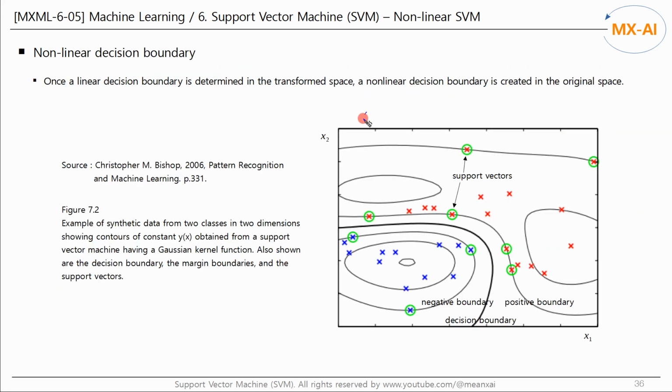Here are the sample results of a nonlinear SVM for the data below. The nonlinear decision boundary looks like this, and the positive and negative boundaries look like this. And the data points on the positive and negative boundaries are support vectors. This example is presented in Figure 7.2 in the book Pattern Recognition and Machine Learning by Christopher Bishop.